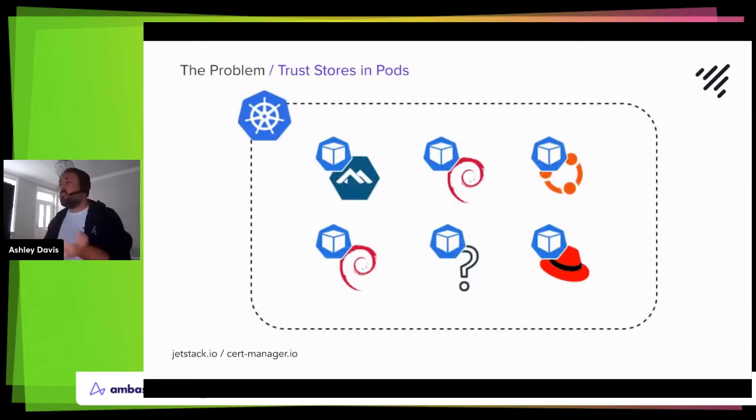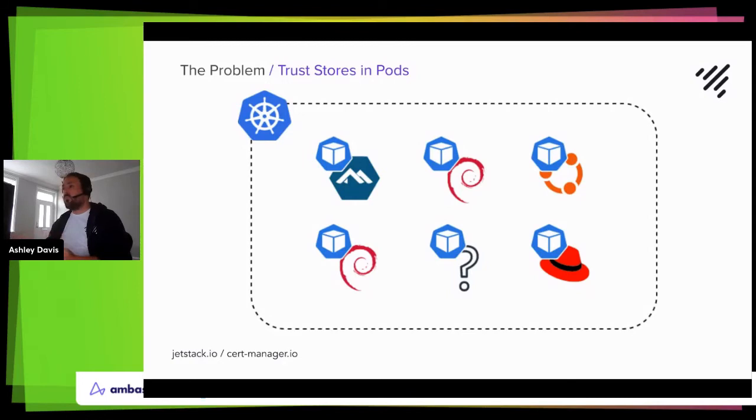If you look at this example Kubernetes cluster that I've drawn here, we're running 6 pods with different OSs in them, different distributions. And I've added in a question mark to represent the unknown as well, right? But actually, these pods could be running multiple containers each. Each container could have its own trust store. And most organizations probably aren't just running one cluster. And even if they are running one cluster, they're probably not just running 6 pods. So this problem actually scales out quite a lot. There's quite a lot of trust stores in any given Kubernetes cluster, and even more in any organization.